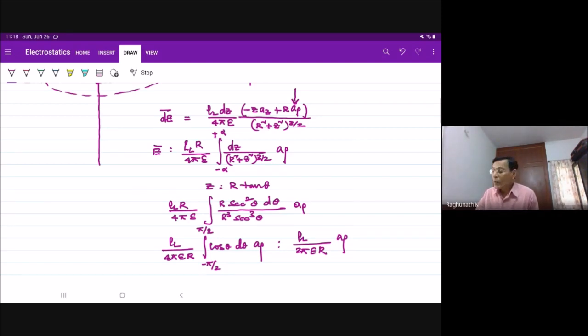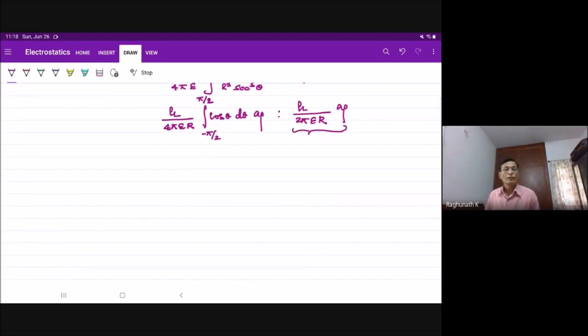Now, what is the information given by this? The magnitude of the electric field intensity at any point which is at a distance r from the infinite line charge of charge density rho L is rho L by 2 pi epsilon r. And it is radially outside to the cylinder passing through the point having the line charge as its axis.